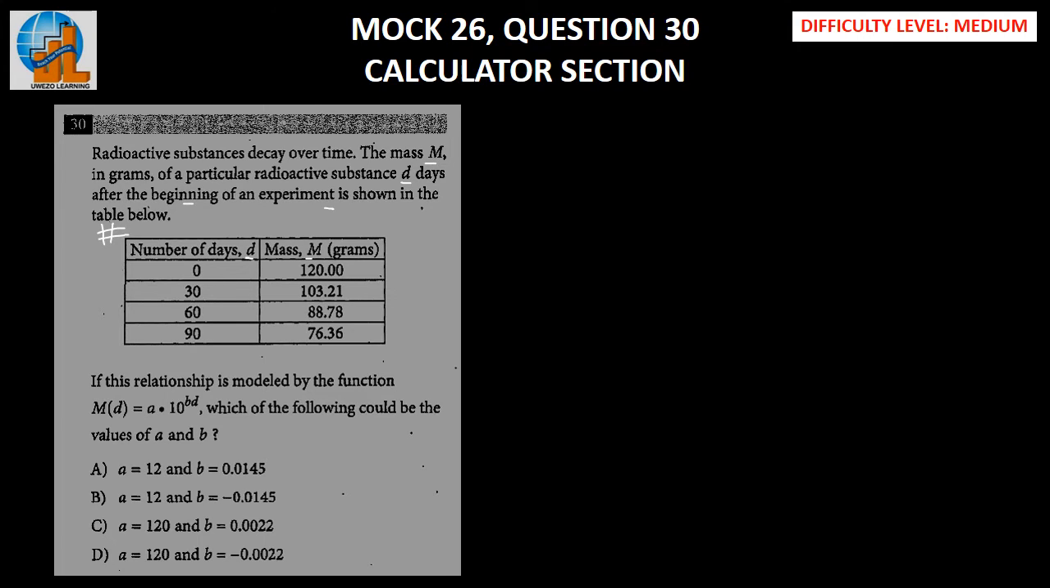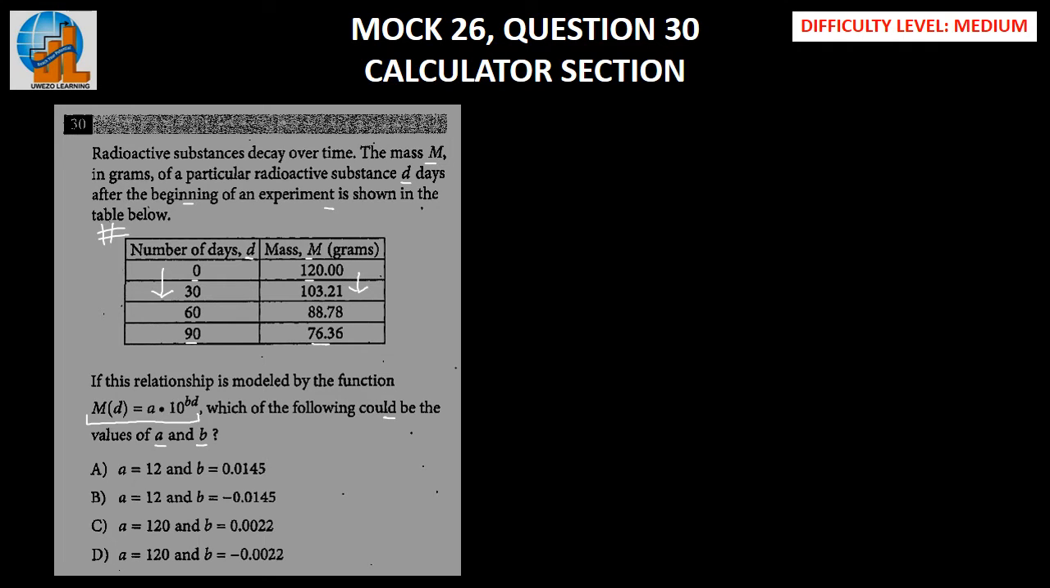So we know on day 0 the mass of the radioactive substance was 120 grams, and as the number of days increased, the mass decreased here. So after 90 days the mass was reduced to 76.36 grams. And we need to find out if this relationship is modeled by the function m(d) equal to a times 10 raised to the power bd, which of the following could be the values of a and b.